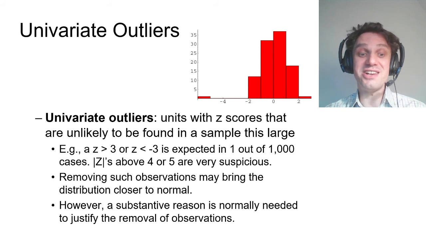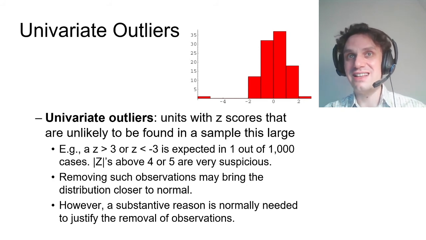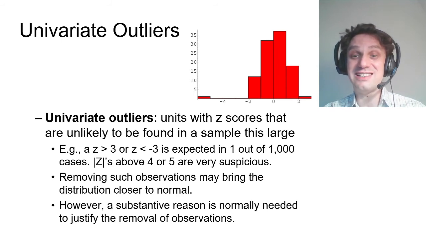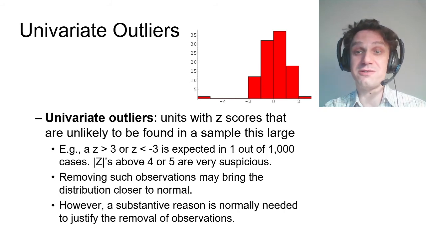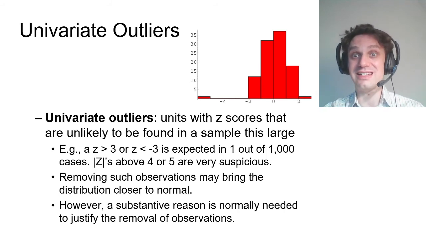How can you detect outliers? Well, for univariate outliers, it's very simple. You can just convert your data to z-scores, standardize your data. Basically, the z-score for each individual data point corresponds to the probability of finding this data point in a sample. Normally, the cutoffs for outliers are z-scores above 3 or below -3. These are suspicious data points.